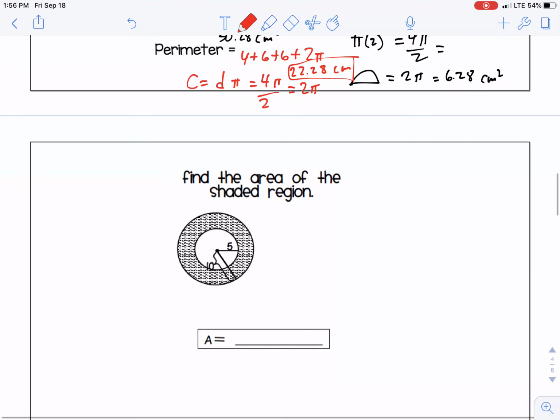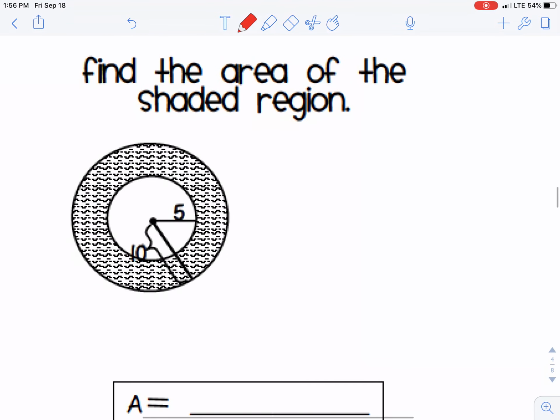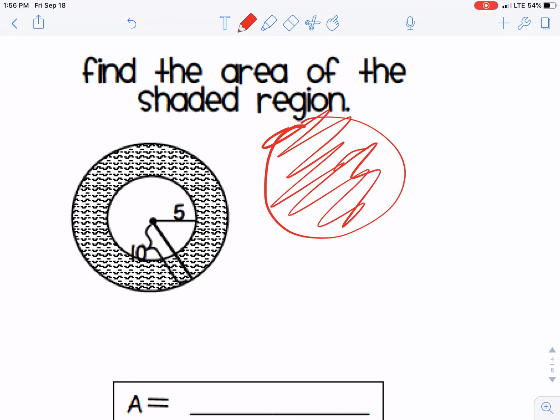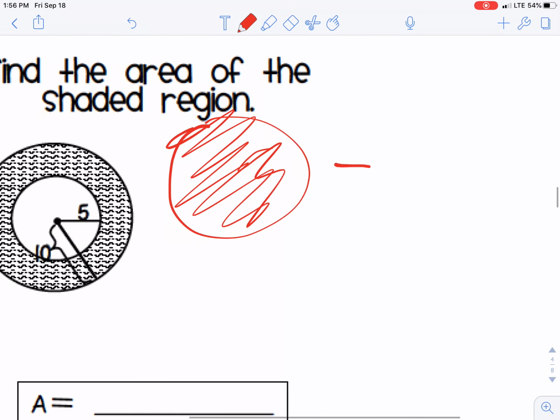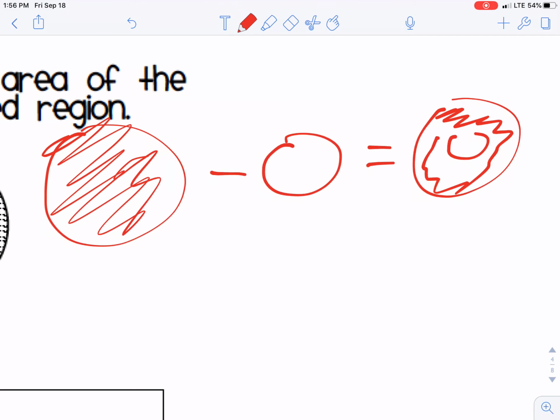All right, these ones are kind of tricky. Find the area of the shaded region, right? The shaded region is going to be like the donut. So what we're going to do is take the entire shaded region, pretend the whole circle was shaded, and then subtract out the area of that smaller circle. That's going to leave us with the area of the shaded region.